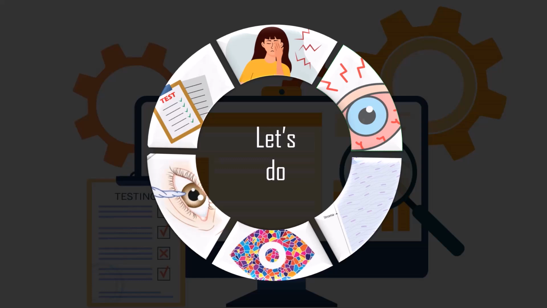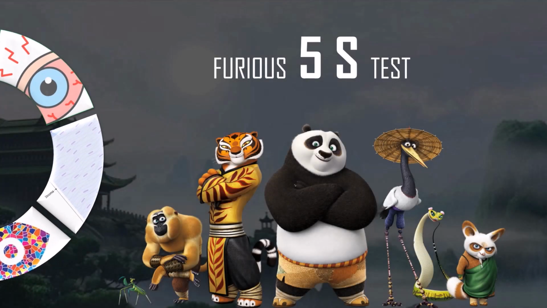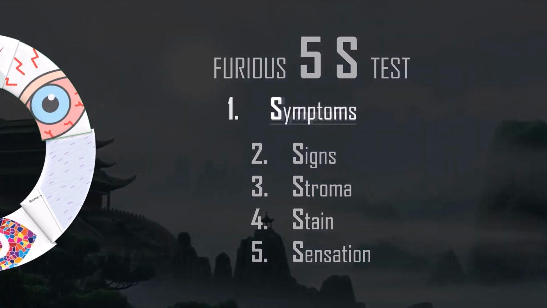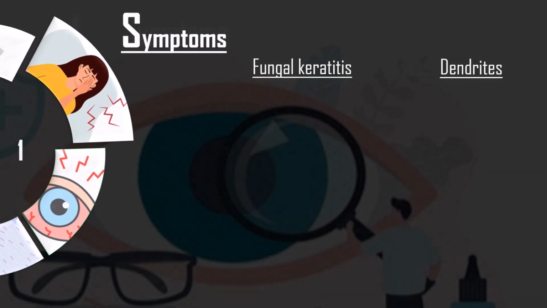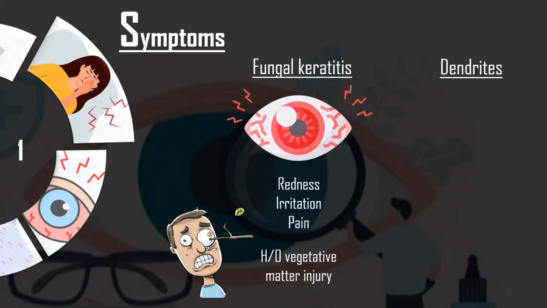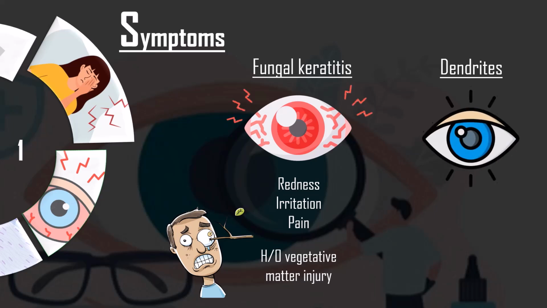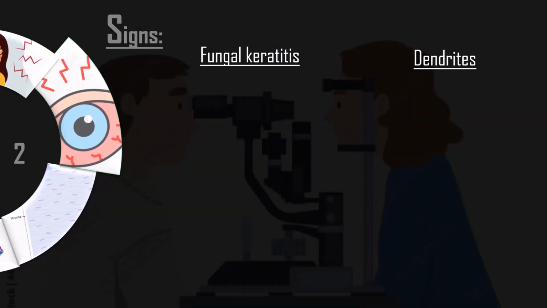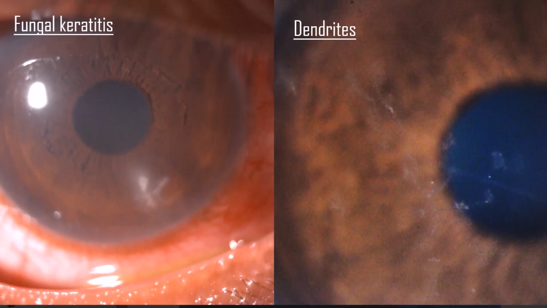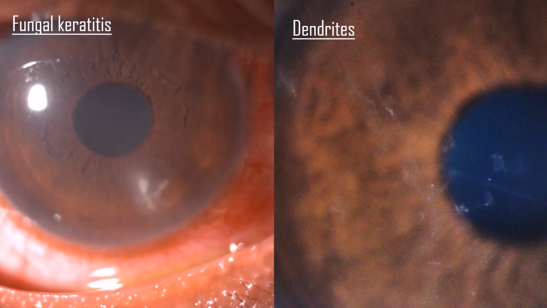Let's do a Furious 5S test to differentiate them from dendrites. Symptoms. Fungal keratitis presents with severe redness, pain, irritation, and history of vegetative matter injury, while dendrites will have mild irritation only. Signs. Fungal keratitis will have congestion and edema, whereas dendrites will have a white eye.